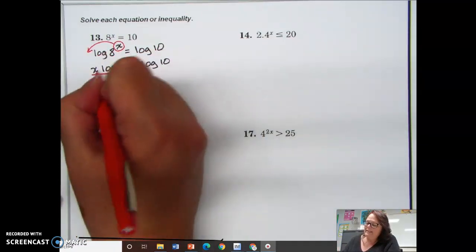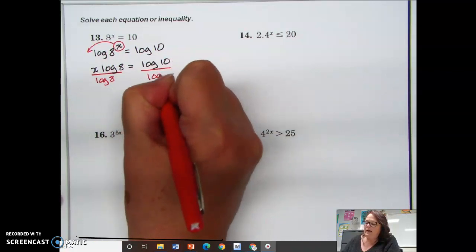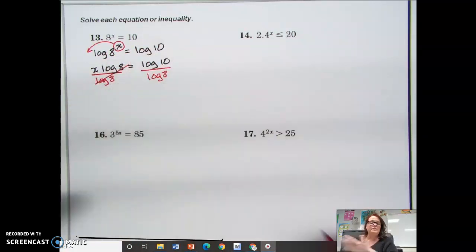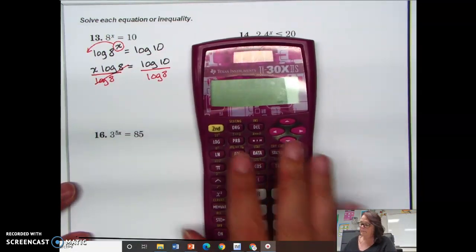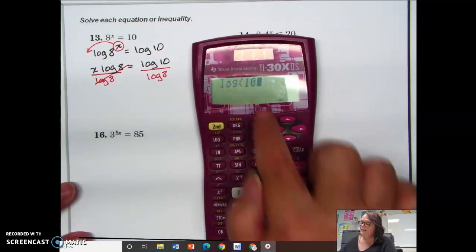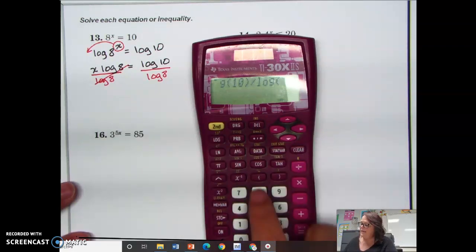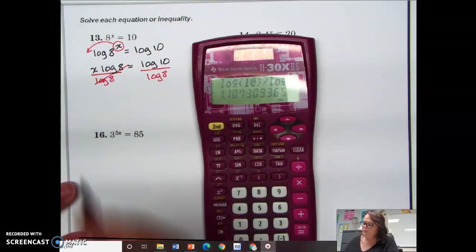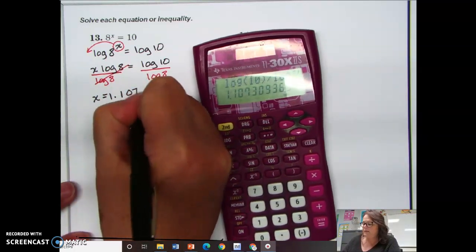And then I can't divide by the word log, but I can divide by the log of 8. That is a complete statement. If I just said log, I'd have to say the log of what, right? So in my calculator, if I have a forward calculator, I'm going to type in log of 10, and then, because I started with a parenthesis, I've got to close that parenthesis, and then divide it by the log of 8, close that parenthesis, equals, and I get x is equal to 1.1073.